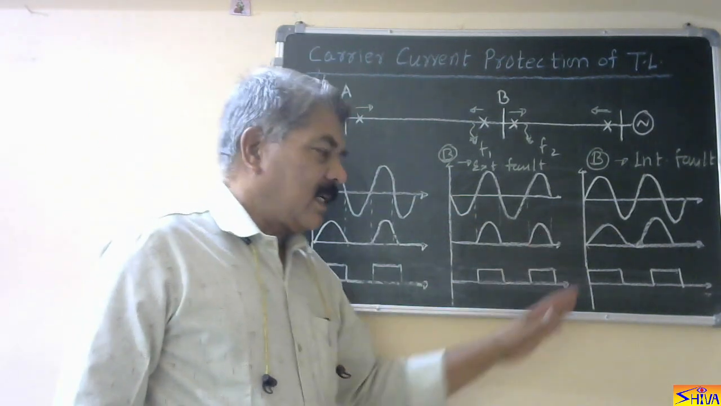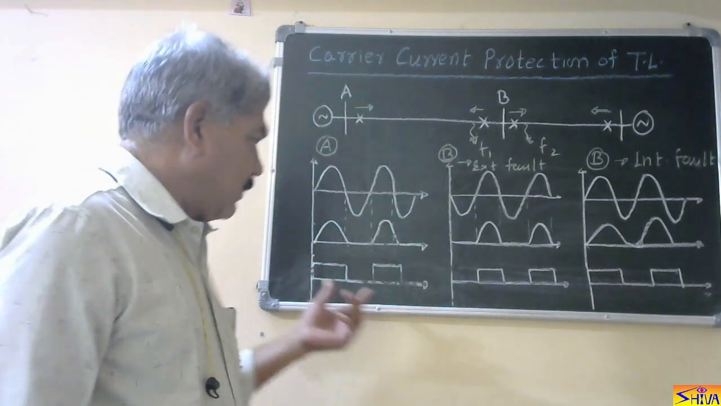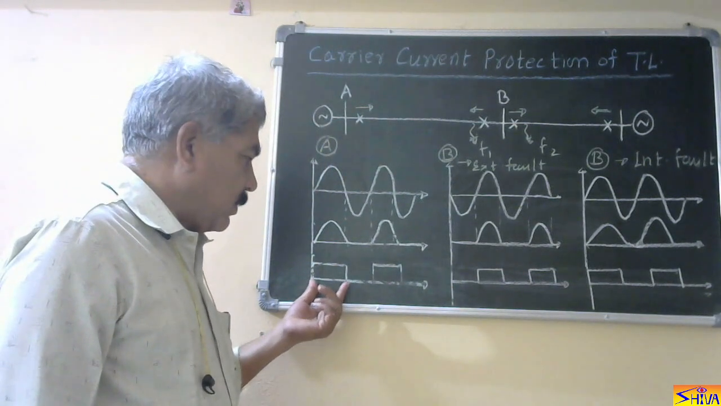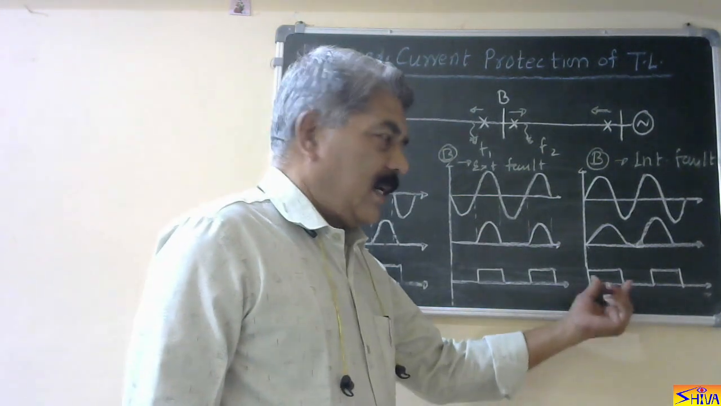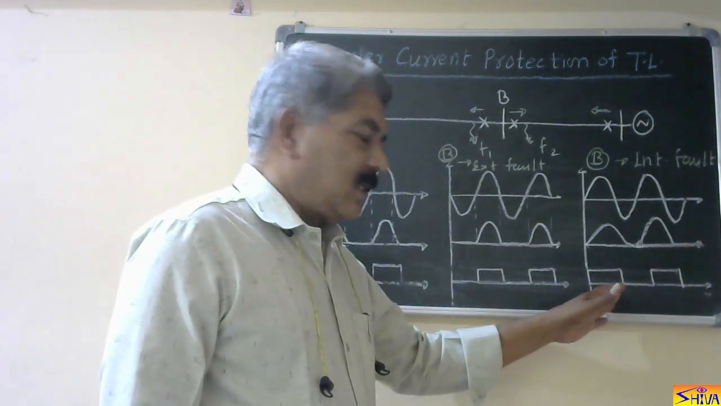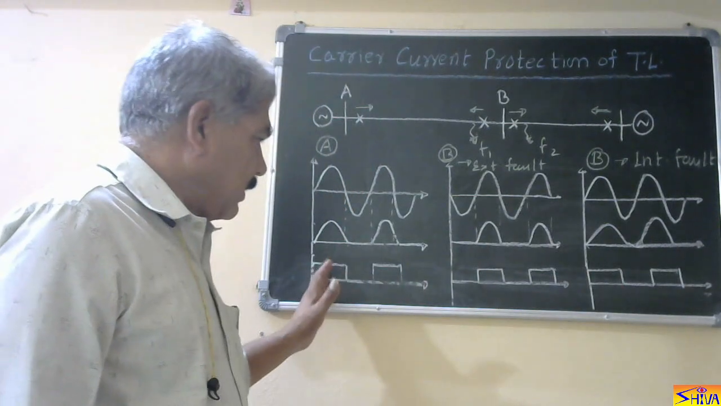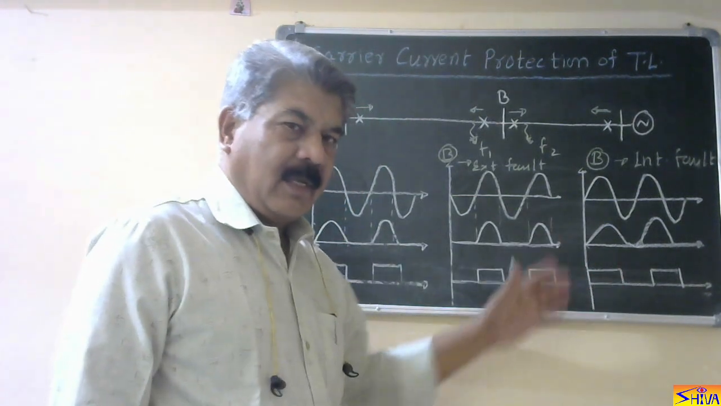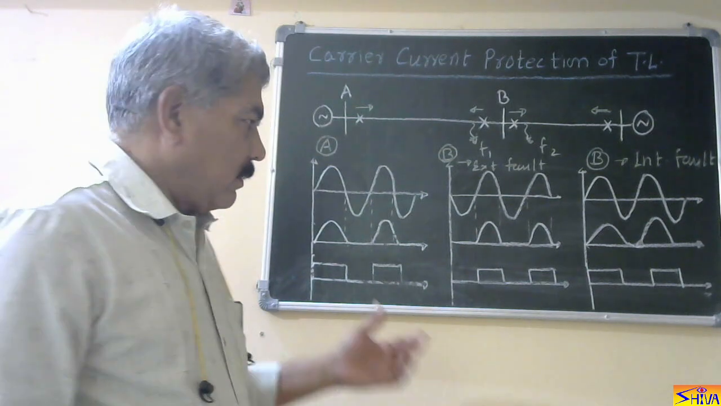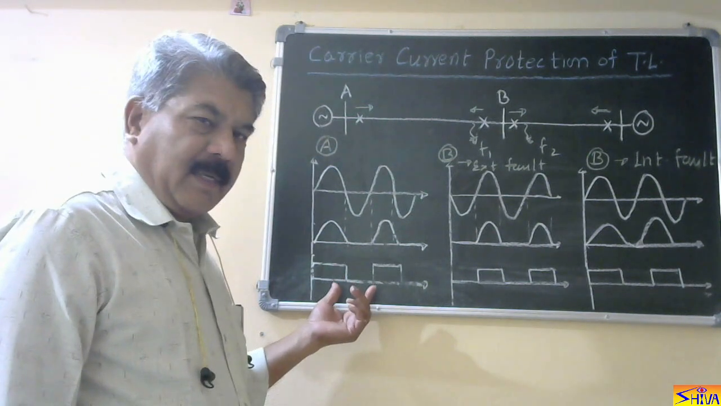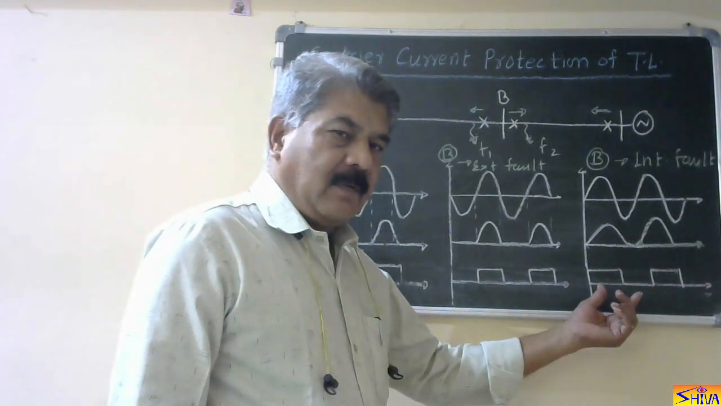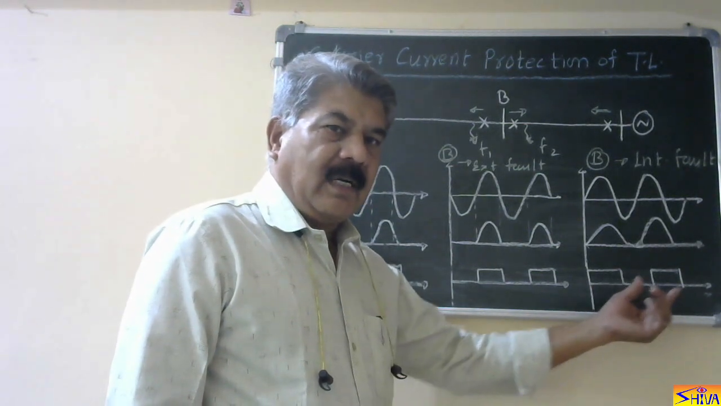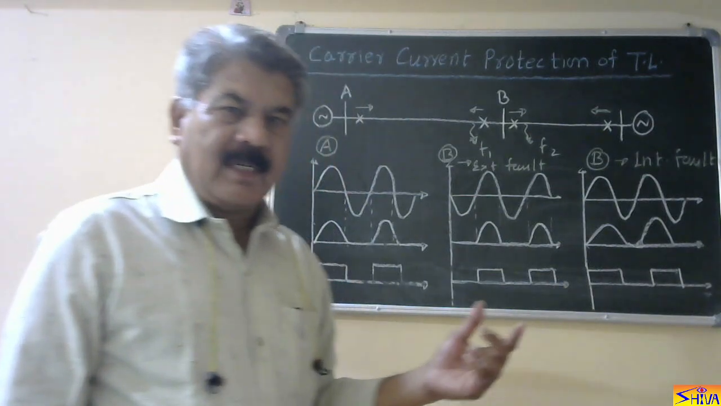Now consider internal fault. During internal fault, signal is present from 0 to 180 degree at end A as well as at end B. So these signals are transmitted to end A, these signals are transmitted to end B. Now when we sum up, at end A, signal will be present only for 0 to 180 degree. At end B also signal is present for 0 to 180 degree. From 180 to 360 degree, signal will not be present at both the ends.